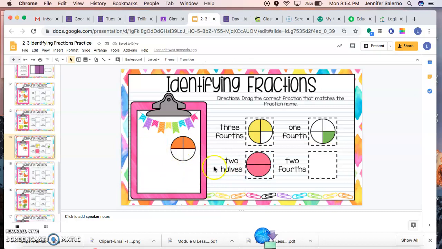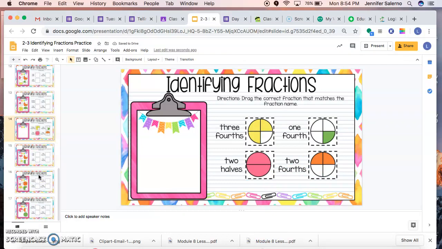And then the last one, it's saying 2/4. So again, like before, we saw that this was split into 4. 2 parts are shaded, so this is considered 2/4. And that's all you have to do for the rest of the problems, okay?